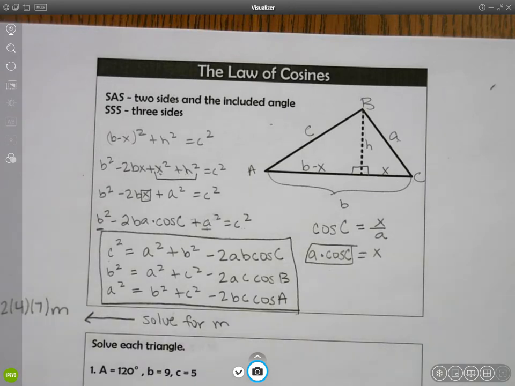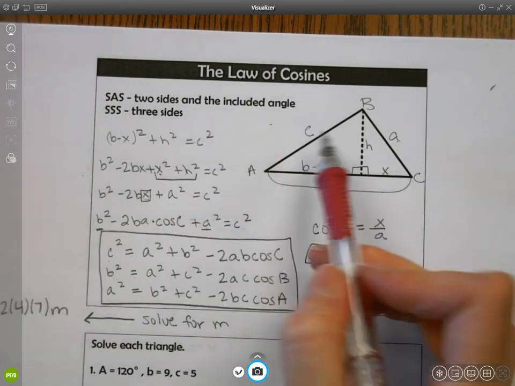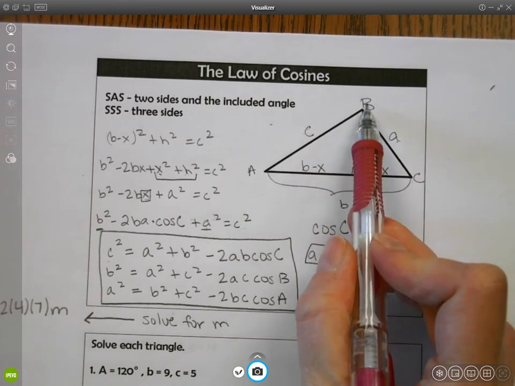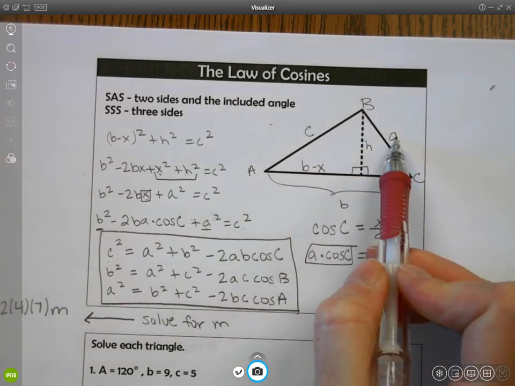Good news with the law of cosines, anytime that I give you side angle side or side side side, that can only make one triangle. There's no ambiguity, so you don't have to worry about how many triangles. The only time you have to worry about how many triangles is if you're given side side angle. And if you're wondering what the difference between side side angle and side angle side is, it's the order. So if I give you this side, this angle, this side, then it can only make one triangle.